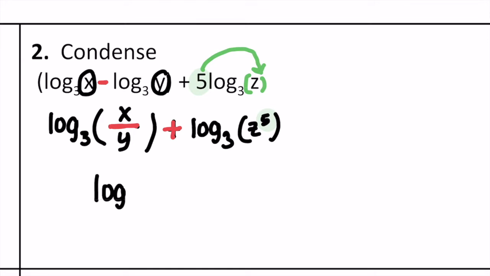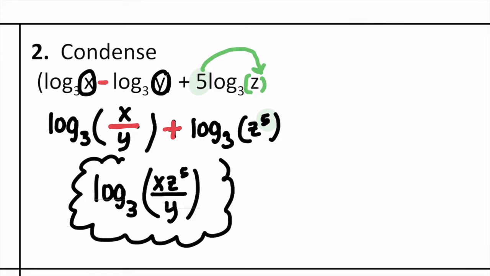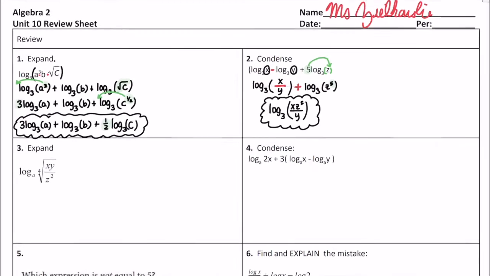So I have log base 3 of x times z to the 5th power in the numerator, and then in the denominator I'll have y. And that's what I get when I multiply x over y times z to the 5th power. This is a single logarithm by itself, no fraction exponents, no coefficients. It's finished. It's as consolidated as it can be, as condensed as it can be.